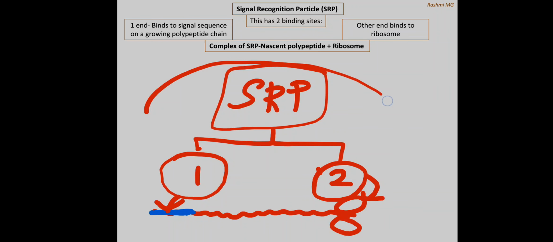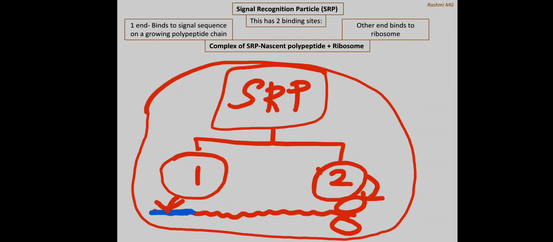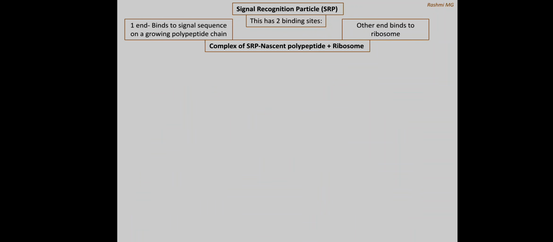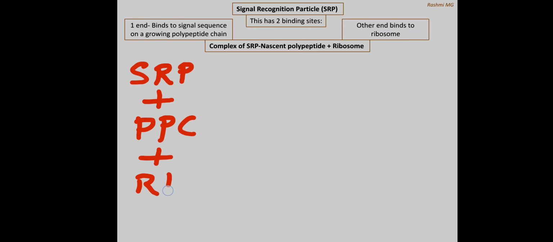Then this forms a complex. That is SRP, nascent polypeptide plus ribosome. There is a polypeptide chain here, there is a ribosome here, there is SRP here. That forms a complex of SRP and nascent polypeptide. What is the fate of this complex? I'll write it in a short way: SRP plus polypeptide chain plus ribosome. It is a complex, right?